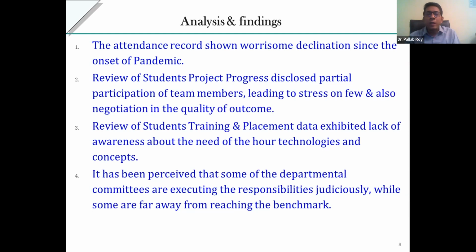Next, the review of the students' training and placement data also revealed that the students are not aware of the requirements of the industry at this very hour, and they are not prepared for those needs. The fourth finding is that some of the departmental committees are working very well and carrying out their responsibilities nicely, but that is not true for all of them. Some of the other committees are performing below expectation. Next.